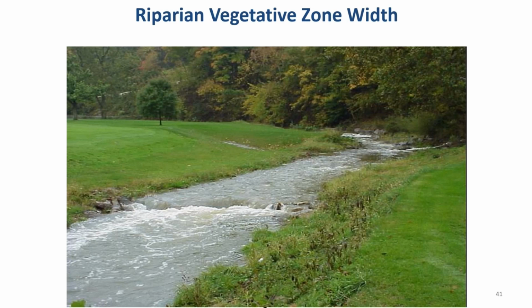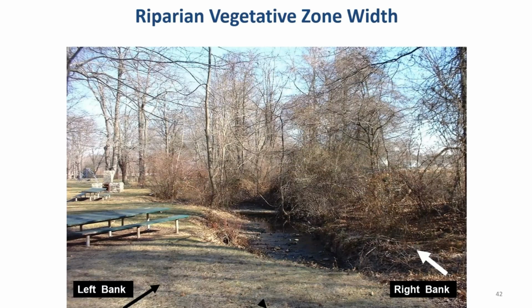In this picture, there's a park and mowed grass on the left. On the right, there's a little more of a riparian vegetation width, but just past that, there's a fence and a field. It might be hard to see in the photo, but it's not ideal, but you would score the right side better than the left side.